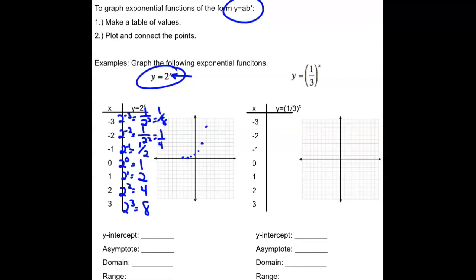And as our numbers for x get smaller and smaller, so if we had continued this chart, say used a -4, -5, we're going to keep cutting those numbers in half for our y. So we'd be at 1/16, 1/32. They're just getting smaller and smaller and smaller. But they're just always going to be slightly above that x-axis. So our graph, if we connect these dots, is actually going to be right above the x-axis and then curving up to the right.